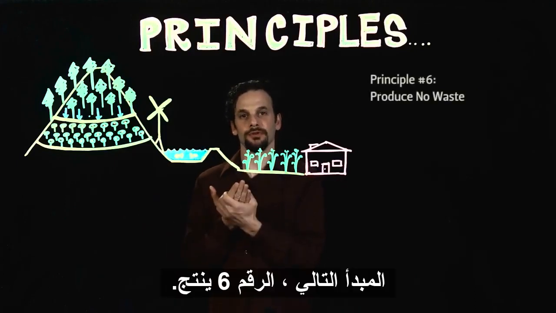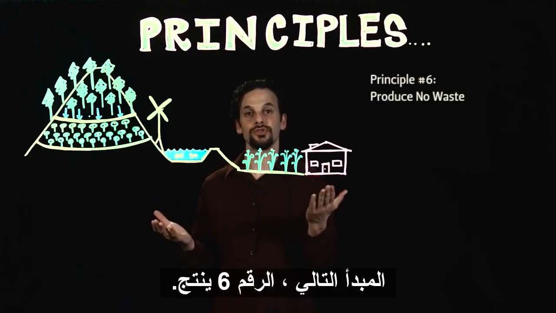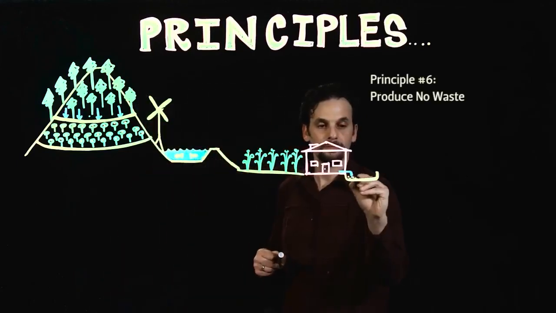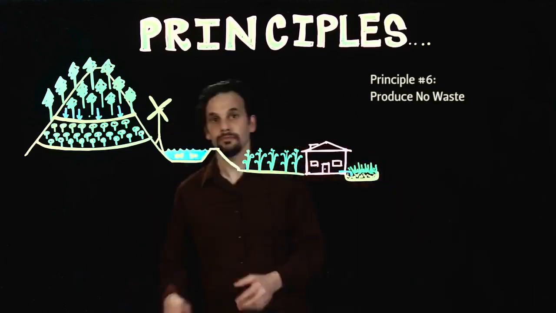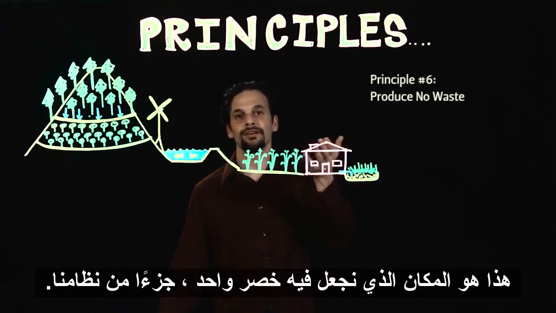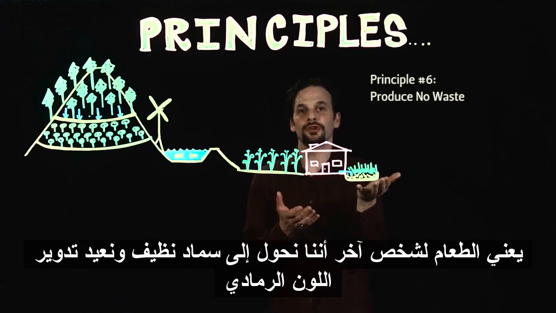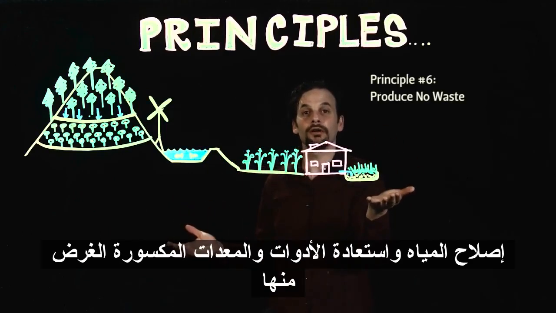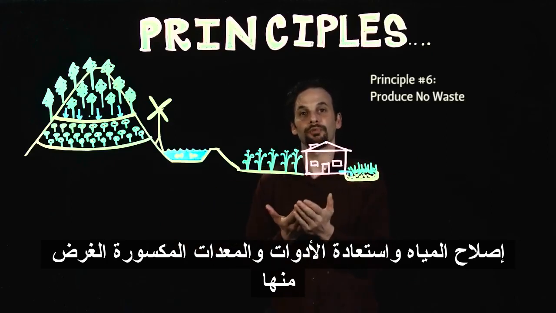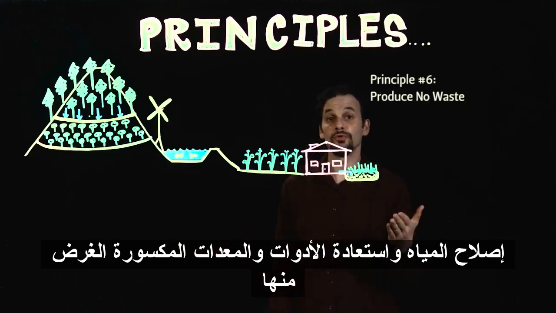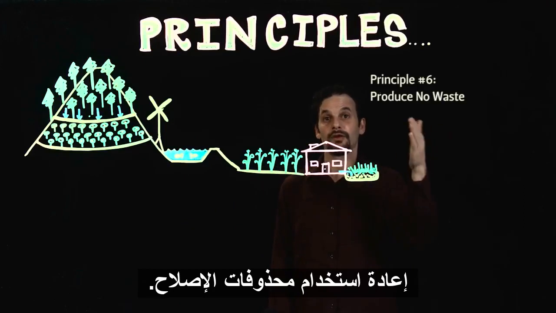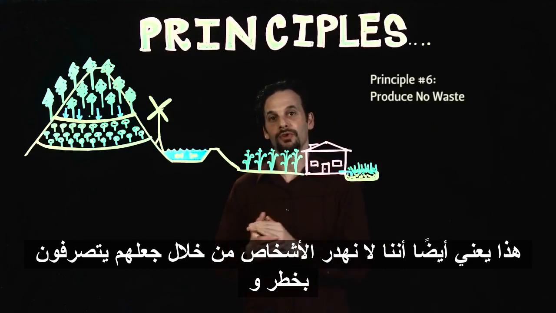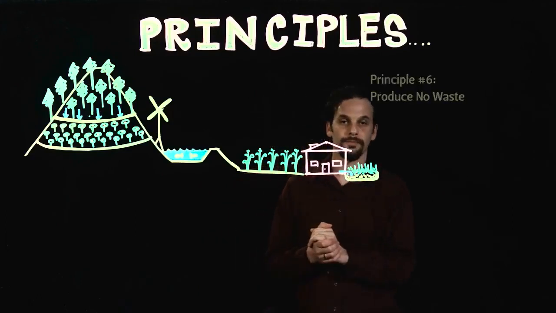The next principle, number 6, is produce no waste. This is where we make the waste of one part of our system the food for another. This means we compost, clean and recycle gray water, repair and repurpose broken tools and equipment: reduce, reuse, repair, recycle. This also means we don't waste people by having them do hazardous and meaningless work.